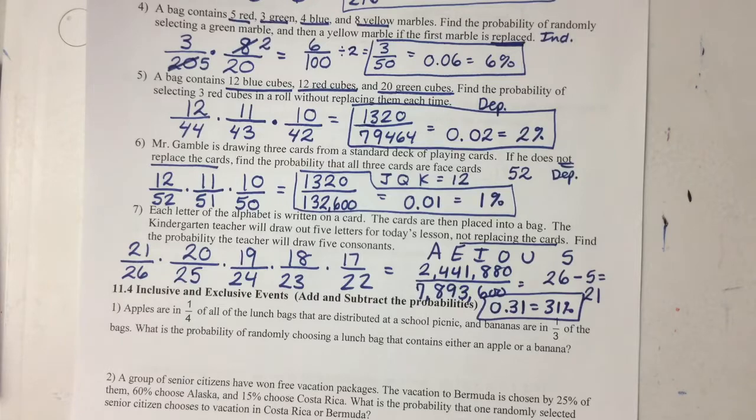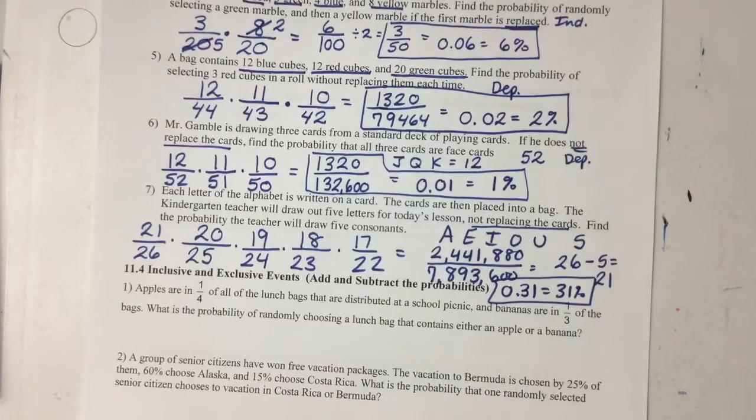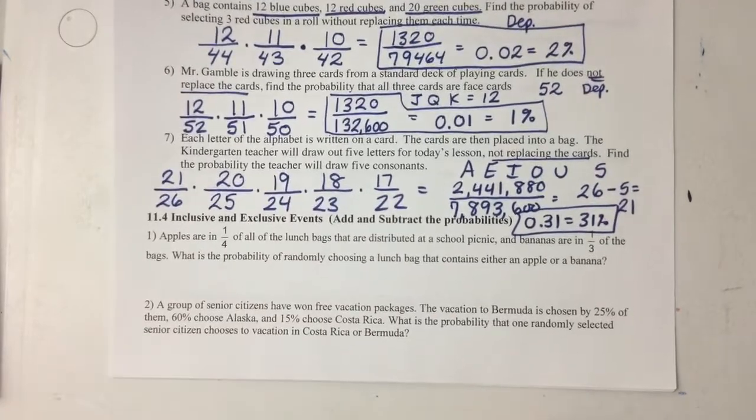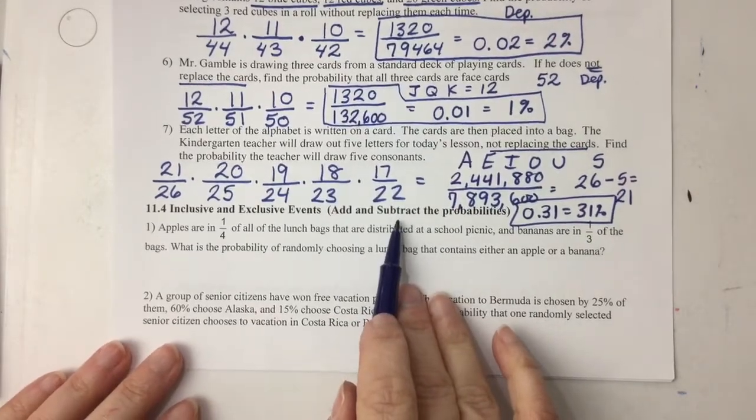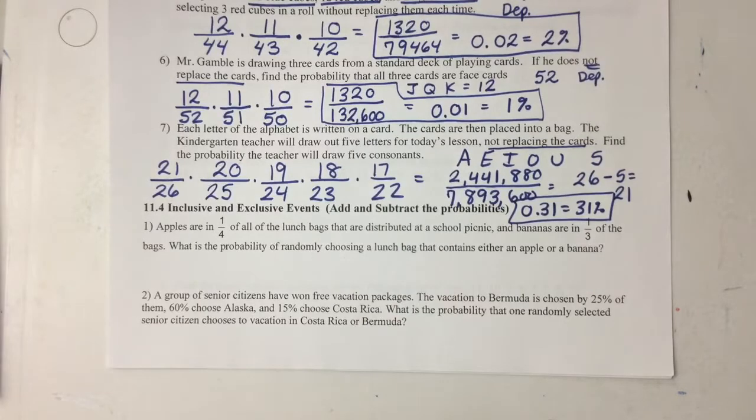Those are the things from 11.3 that you will see on the quiz. Let's go to 11.4. 11.4 are inclusive and exclusive events, meaning that you might have that overlap. This is where you're adding and subtracting the probabilities because you're looking at different scenarios, not performing an experiment more than once. You're saying, what are the chances of this occurring if you were to do that experiment one time?